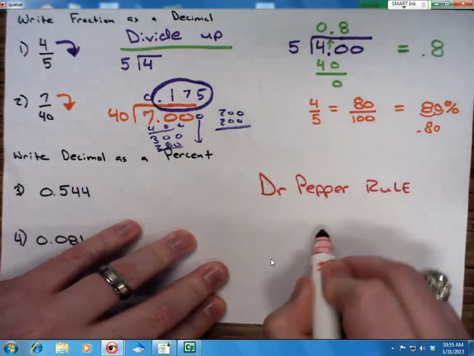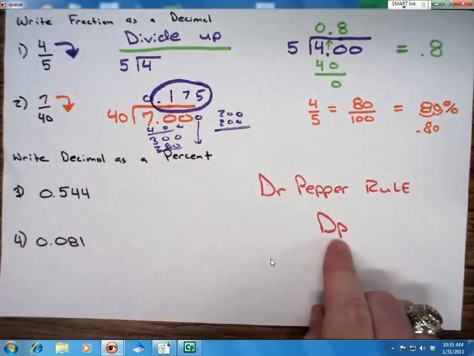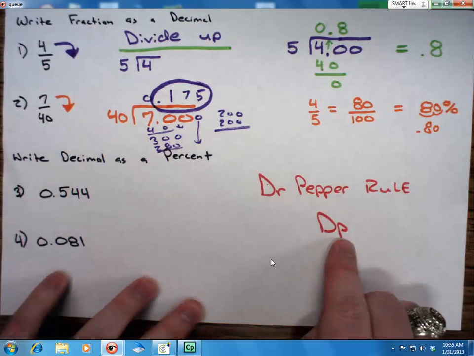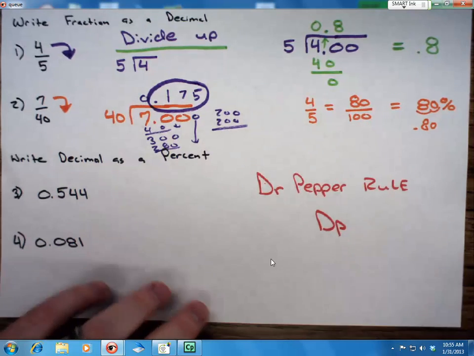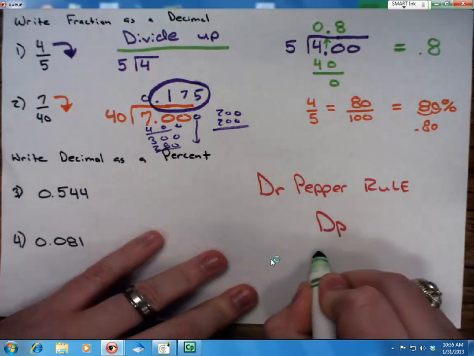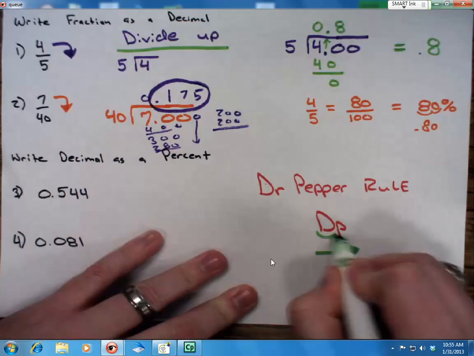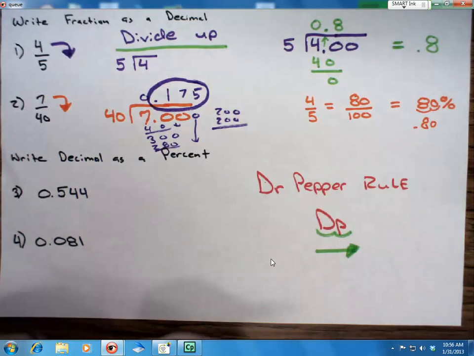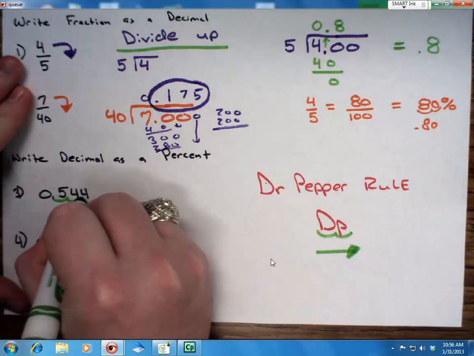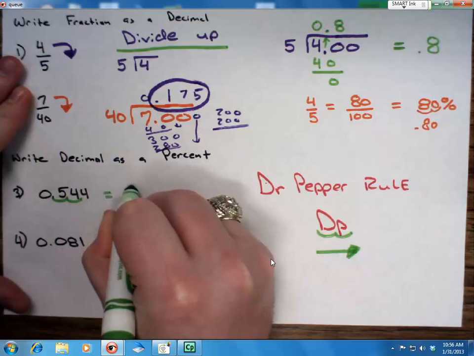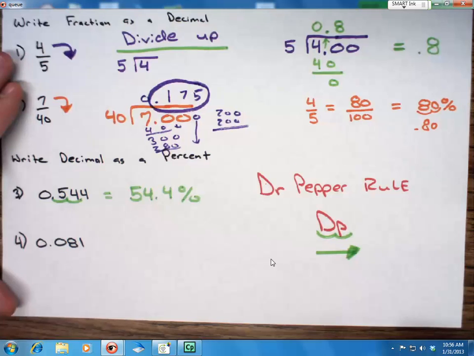Remember your Dr. Pepper rule, we're starting with our DP, and remember it goes, the D stands for decimal, the P stands for percent, and yesterday we were going from percent to decimal. Well, today we're going from decimal to percent, so since I'm going from the D to the P, I'm going to be moving to the right 2 places. So let's take a look at number 3. I'm simply going to find my decimal, move it over 2 places to the right. 1, 2. So I'm going to have 54.4%. That's it. That's my answer.